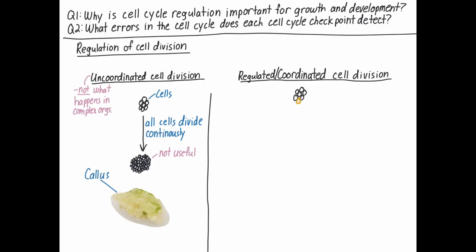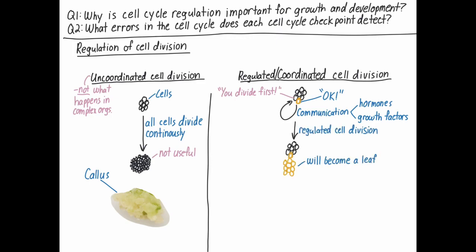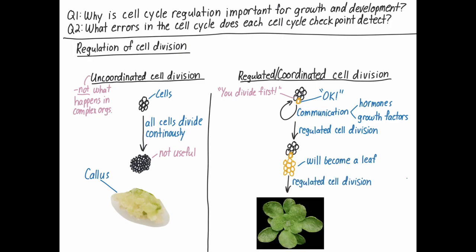Cell division is coordinated or regulated in that the timing of cell division of all cells in an organism takes place according to a set plan that is ultimately determined by the organism's genes. This requires communication between cells through hormones and growth factors. This regulation is what allows cell division to produce an organism with well-defined tissues and organs.